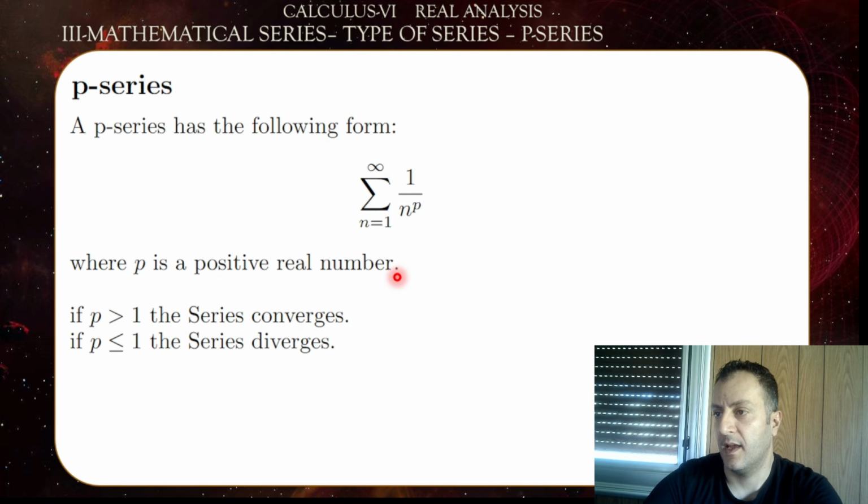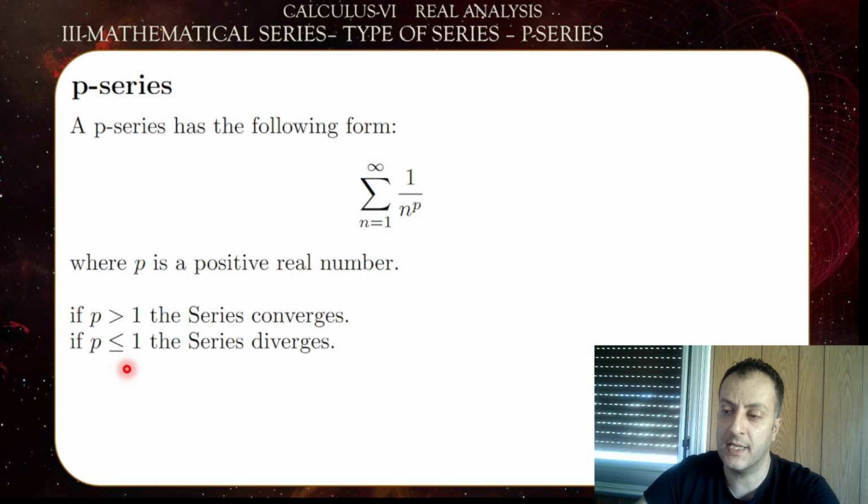P series. A P series has the following form: sigma from n equal 1 to infinity of 1 divided by n to the power of p. Now p is positive, of course, a real number. If p is greater than 1, the series converges. Why? Because you are dividing by an increasing denominator, so the terms will eventually decay toward 0, and you'll no longer be adding much to the series. This is what it means.